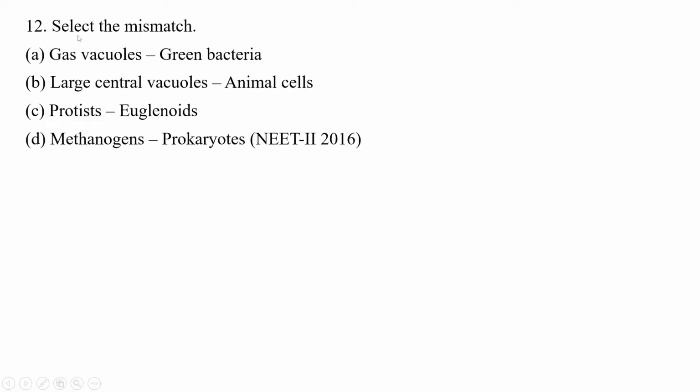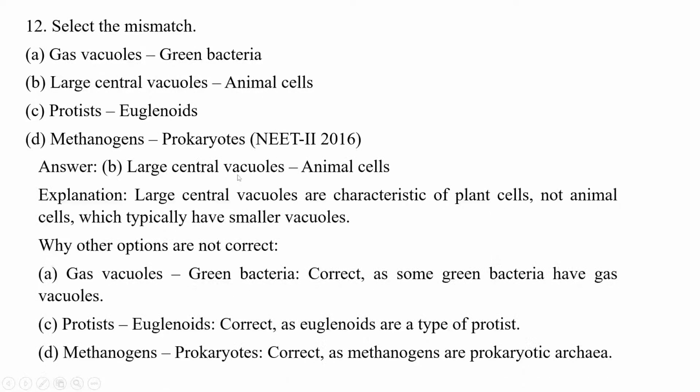Select the mismatch. So you have to find out the mismatch. Gas vacuoles are found in green bacteria, large central vacuoles in animal cells, and protists euglenoids, and methanogens in prokaryotes. I hope this is a good question. Large central vacuoles are not found in animal cells. They are always found in plant cells.